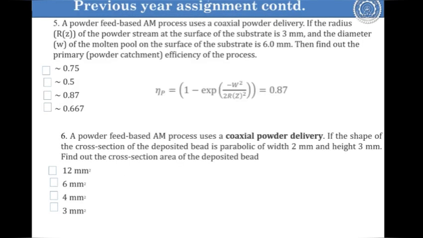Now, the powder feed based AM with a coaxial powder delivery: if the radius of the powder stream at the surface of the substrate is 3 mm and the diameter of the molten pool on the surface of the substrate is 6 mm, then find out the primary efficiency of the process. This is the formula, you have the answer.